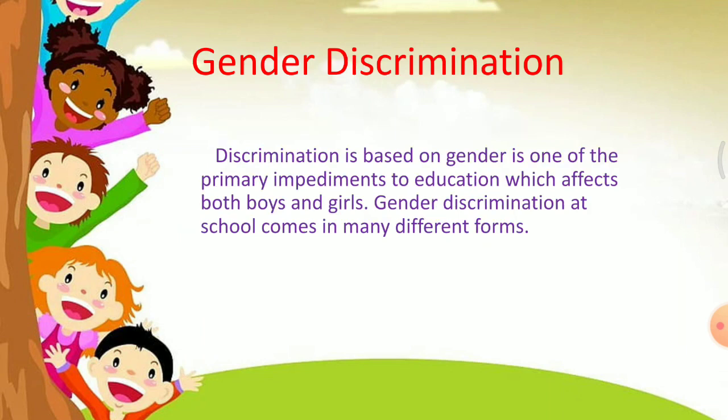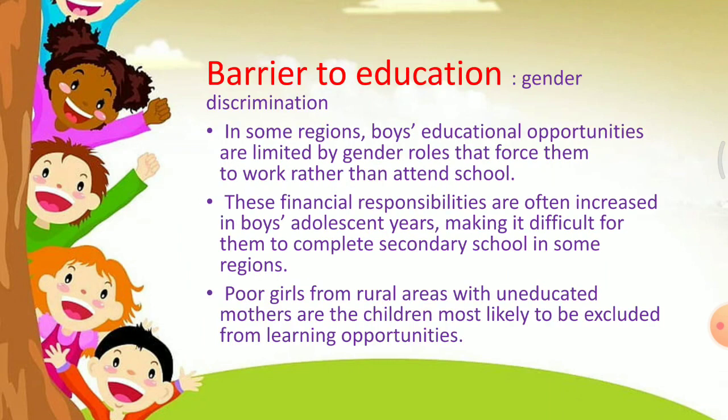Gender discrimination. Discrimination based on gender is one of the primary impediments to education, which affects both boys and girls. Gender discrimination at school comes in many different forms. The gender discrimination in education: in some regions, boys' educational opportunities are limited by their gender roles that force them to work rather than attend school. Their financial responsibilities often increase in boys' adolescent years, making it difficult for them to complete secondary school in some regions.